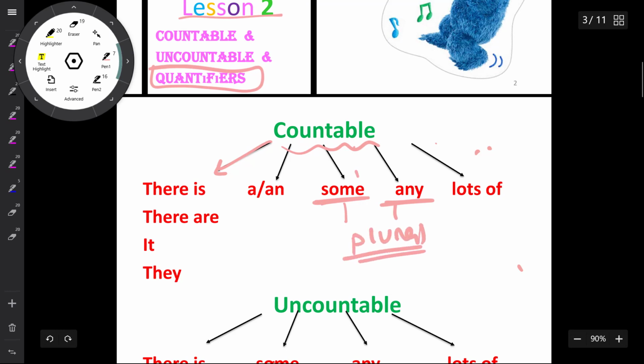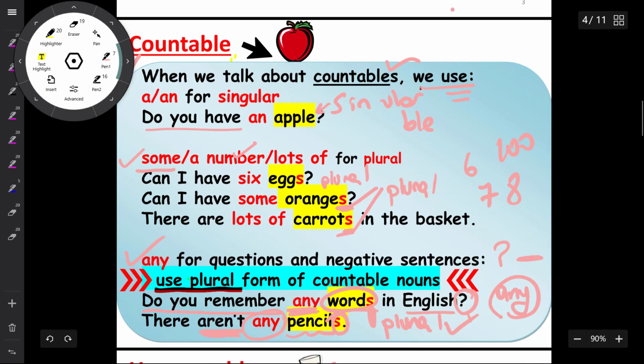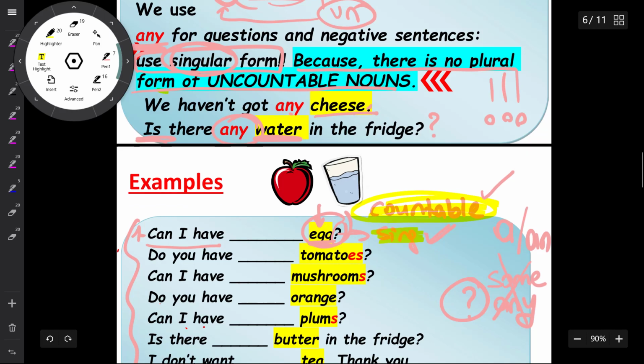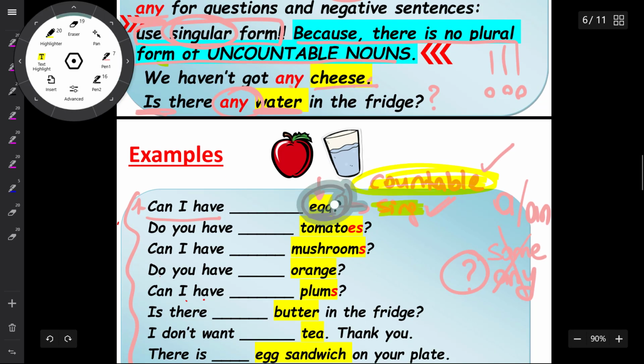For example, some carrots, any eggs. But let's remember, have we got any S here? No. There is no S here. Egg is singular, so we couldn't say, can I have some egg? No. If this were eggs, okay, can I have some eggs?